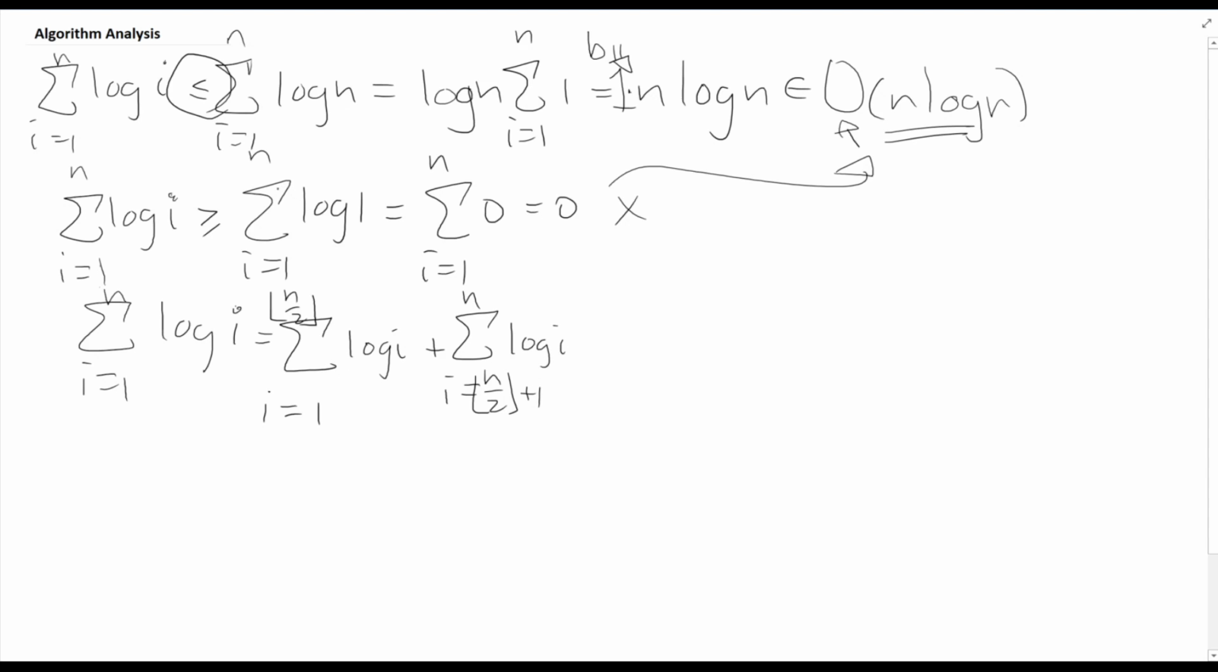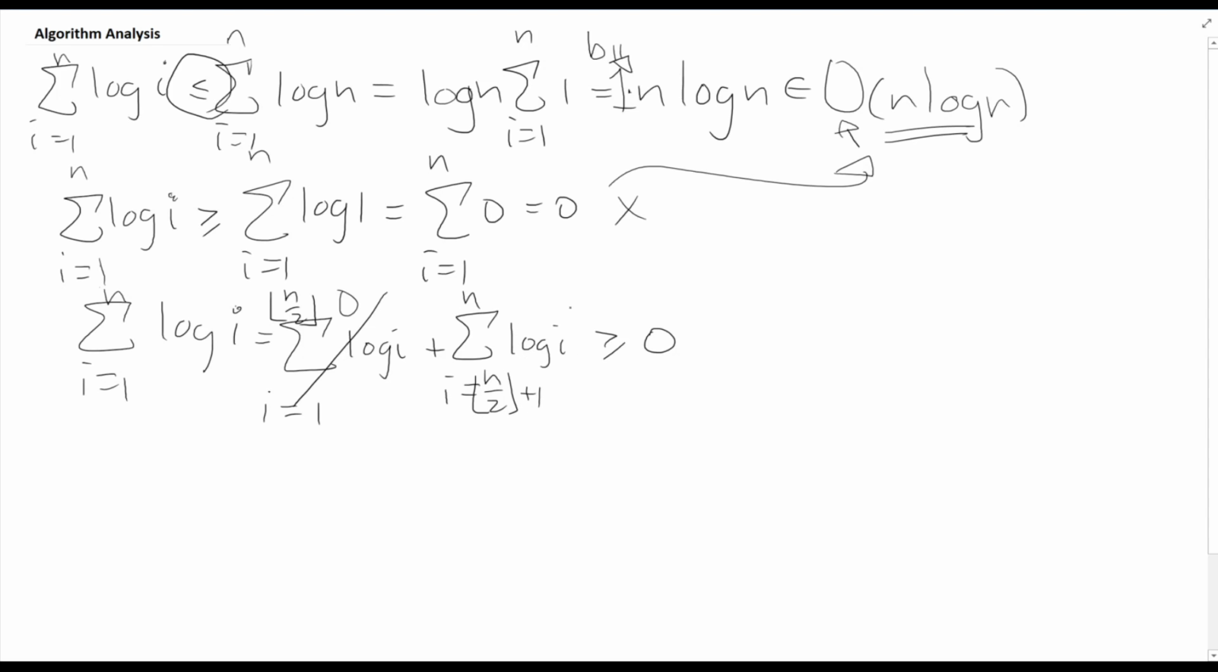We can now use the technique that we just used above on both of these sums. The first sum is just going to give us a log 1, which is 0. We're just going to take this one and say 0 for it. So we're going to say, okay, this is greater than or equal to the first sum, that's a 0.